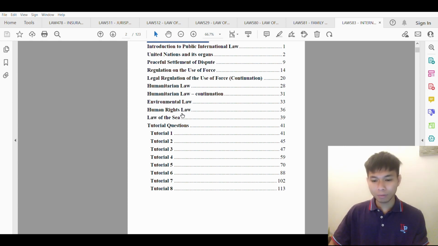Then lastly, we have the law of the sea, which is where it is the law again regulating ships going into the sea. What kind of resources can you extract? Will you go into the territorial boundaries of a country within their oceans? So yeah, this is international law. And then we have tutorial questions, which you may refer to.